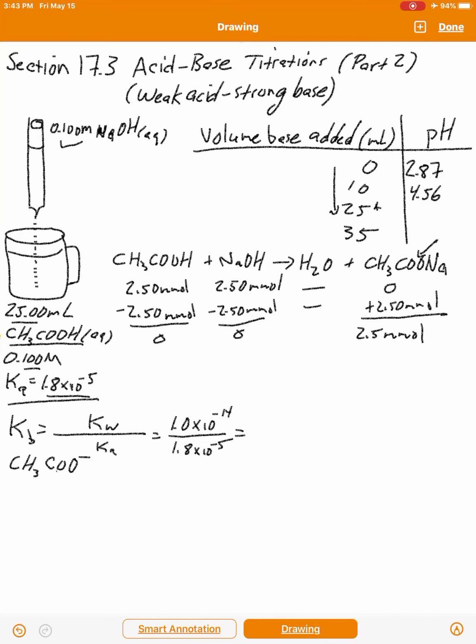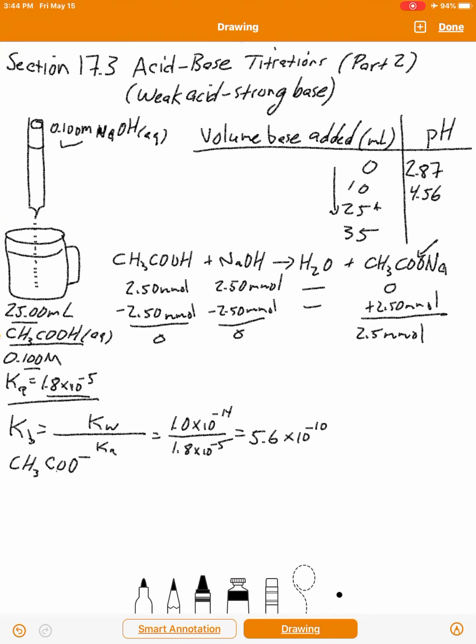Now, if you run that through your calculator, you'll find that it's 5.56 times 10 to the minus 10. It's pretty small. It's a very weak base. The acetic acid is a weak acid, but its conjugate base, the acetate ion, is a very weak base. 10 to the minus 10 is the Kb. So we're going to write the reaction then for that process.